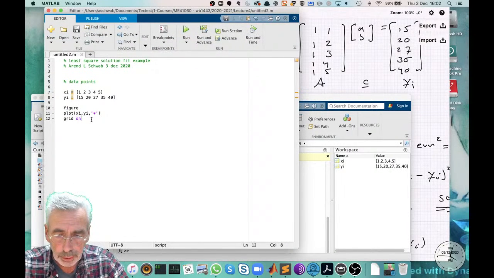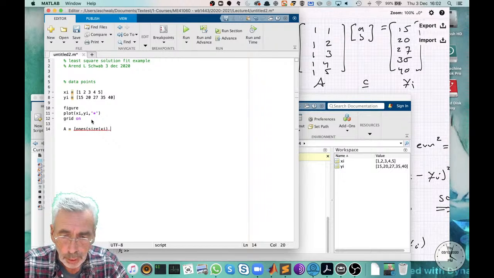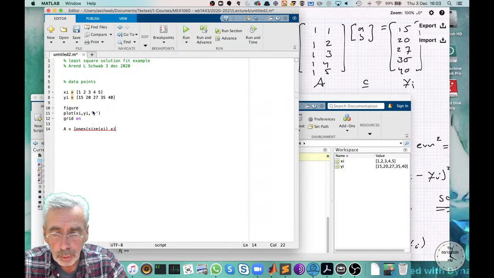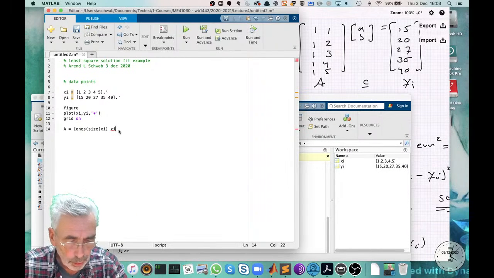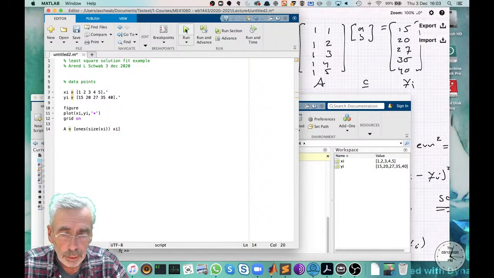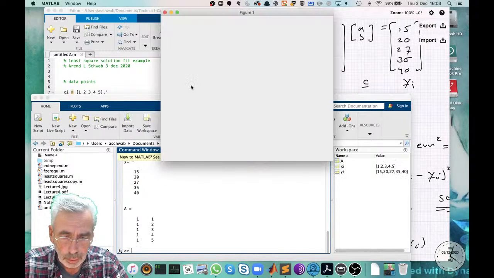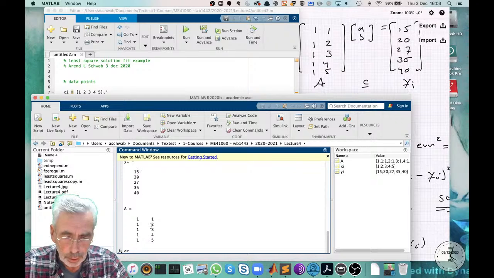Now we have to form this A matrix. So A equals, first the whole column with ones, and they should be the size of the x's, and then a second column with the x's. Why don't we transpose these here, and then everything is already done. Now a column with the xi's, and the yi's are already done. So now we have this matrix A. Let's see how that looks. Yeah, this is the matrix A.